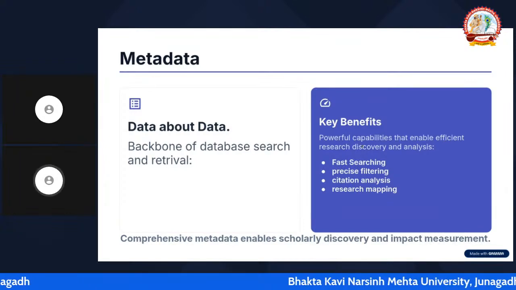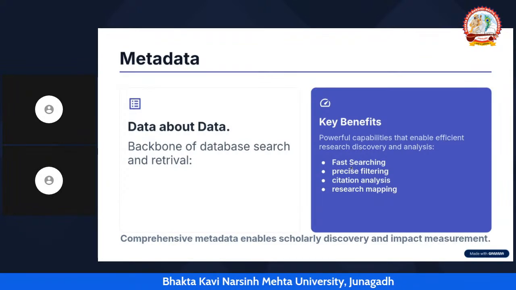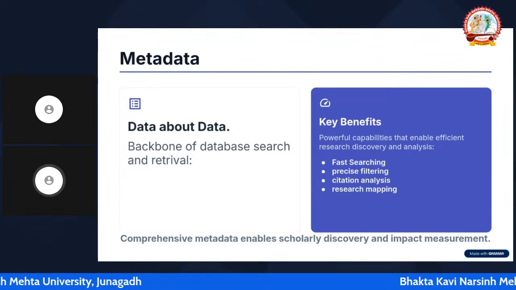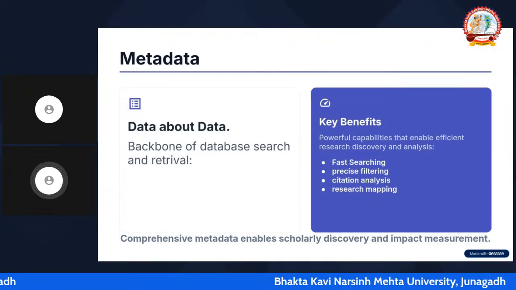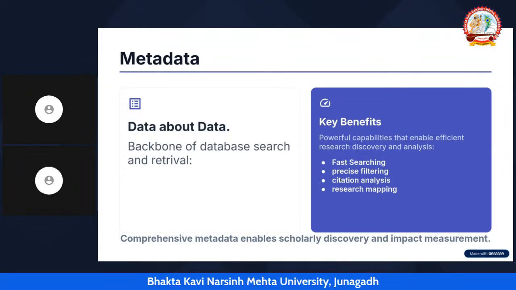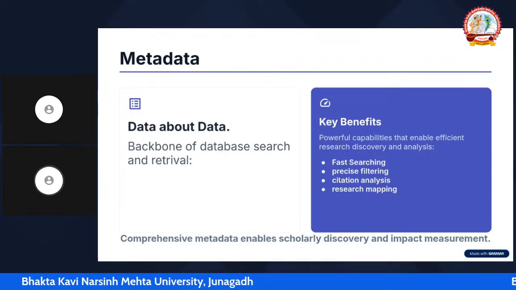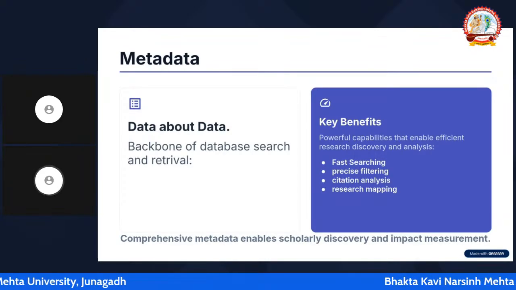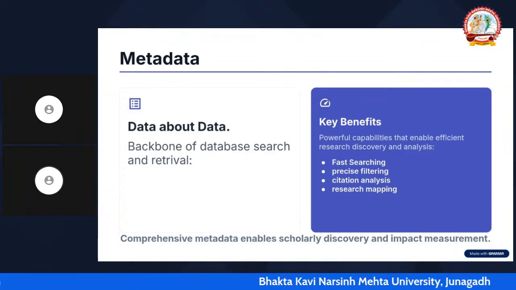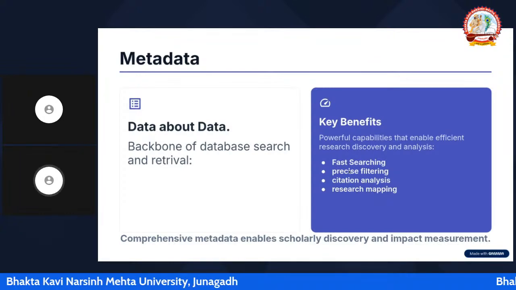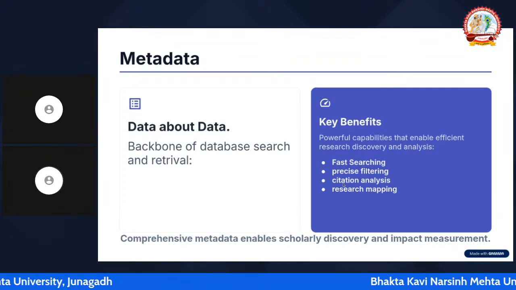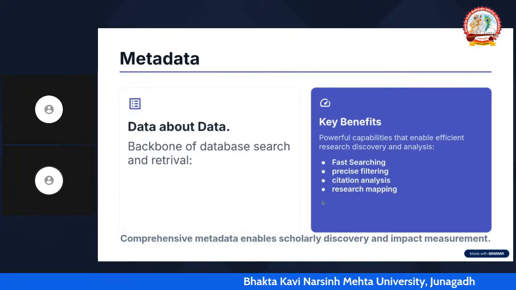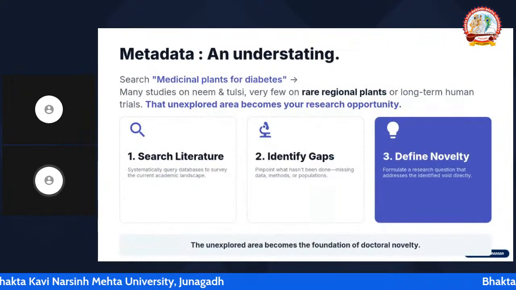Through metadata we can do fast searching. We have CO2, so whenever we search for CO2, it will directly pass the data. Precise filtering: rather than that, it will discard all the other datasets and retrieve just the CO2 ones. If we are finding data for methane, CH4, then it will precisely filter and give me the dataset for that particular element only. Citation analysis as well as research mapping: whatever research we are continuing is mapped with the metadata. So that is the role of metadata.